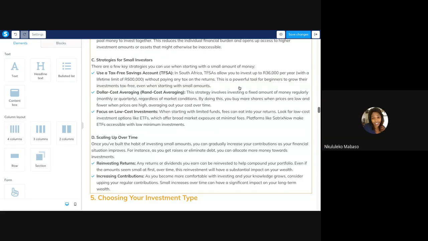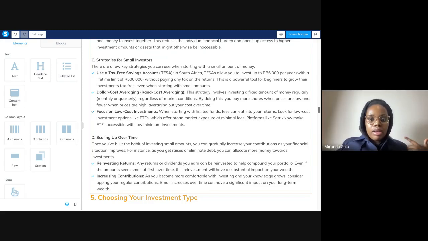Do I go to a bank for the tax-free savings account? You can go to a bank. You can do it on Easy. Frank isn't tax-free, so I've been bugging them to make their platform or their options tax-free. I think it will be such a game changer for them. But yes, banks do have tax-free, and then investment companies like Allan Gray or Alexander Forbes.